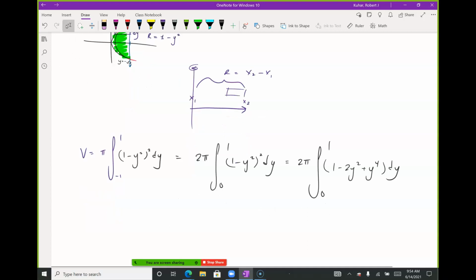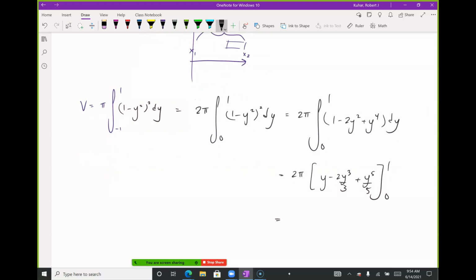So now we're racing basically. And you can see the benefit of doing twice the integral from 0 to 1. When I plug in 0, they all go away.